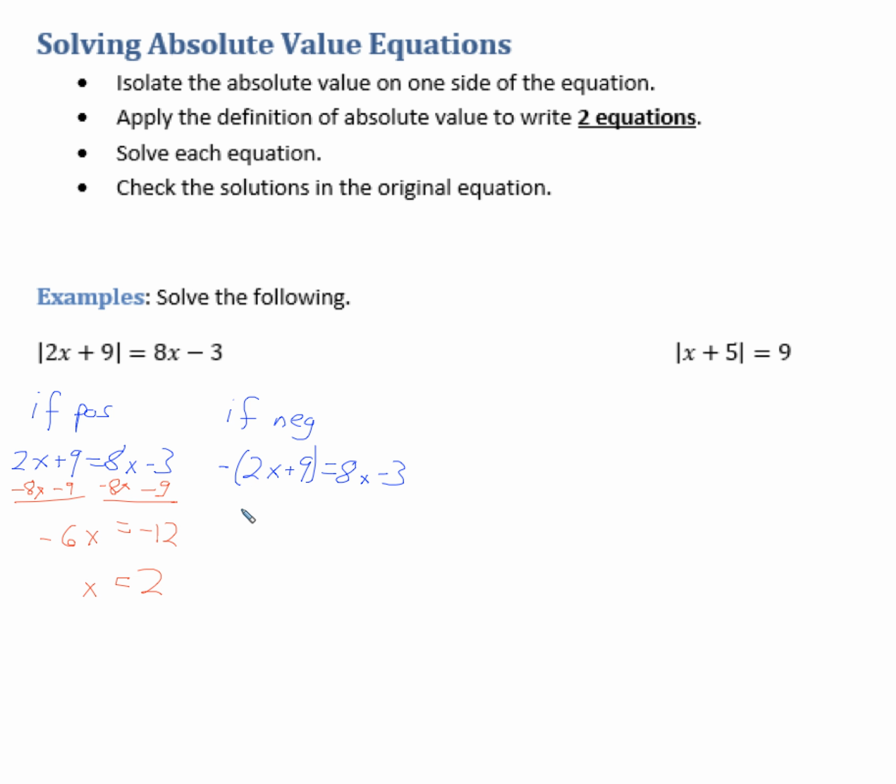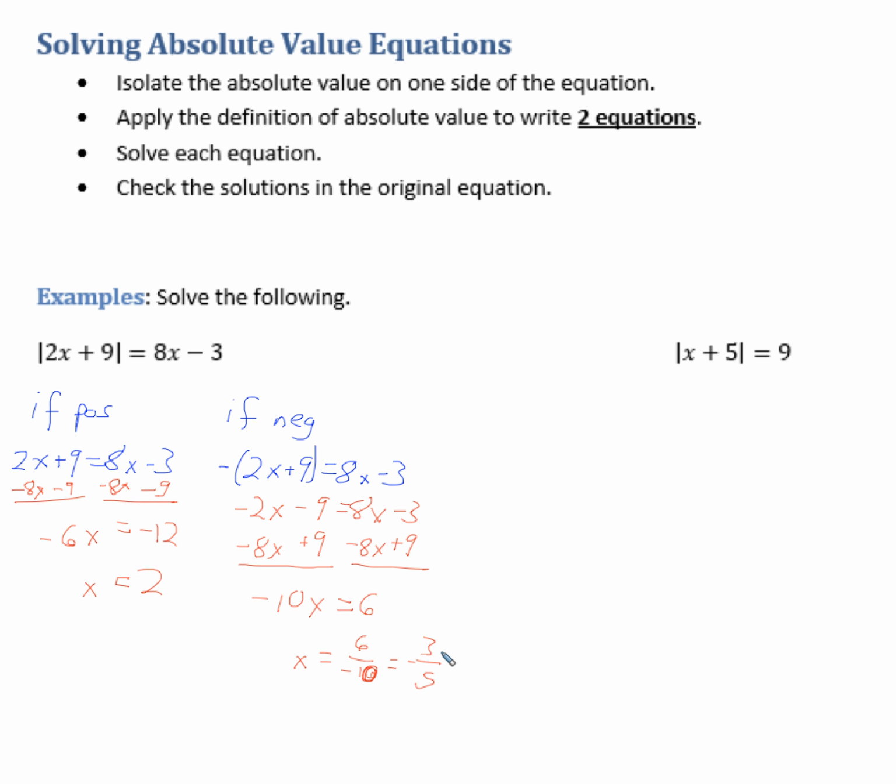Over here, we have to distribute this negative, so we have negative 2x minus 9 equals 8x minus 3. We'll add 9 to both sides. At the same time, we'll subtract 8x from both sides. And so now we have negative 10x equals 6. Divide both sides by negative 10. We get x equals 6 over negative 10. Reduce and simplify, we get negative 3/5. So there's our two answers.